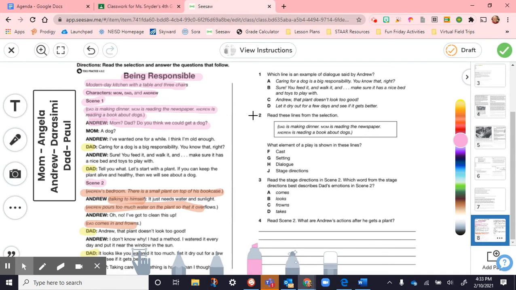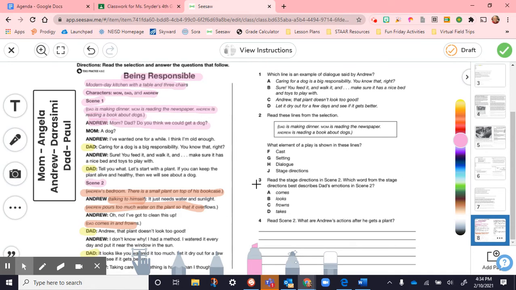Then number 2, read the lines from the selection. Dad is making dinner. Mom is reading the newspaper. Andrew is reading a book about dogs. What is that? Is that the cast, those characters? Is that the setting where it takes place? Dialogue, what's being spoken? Or is that the stage directions that's telling them what to do?